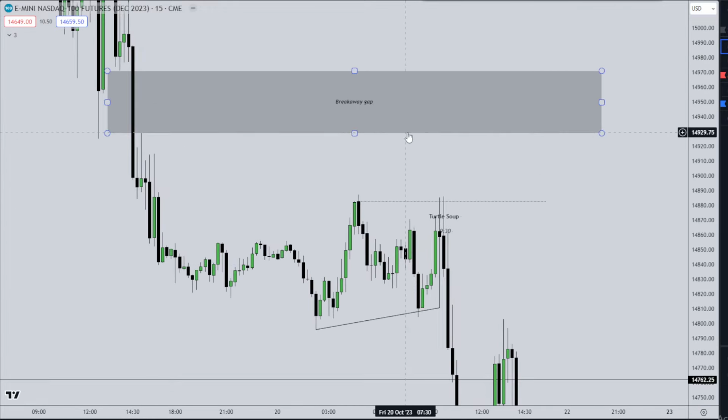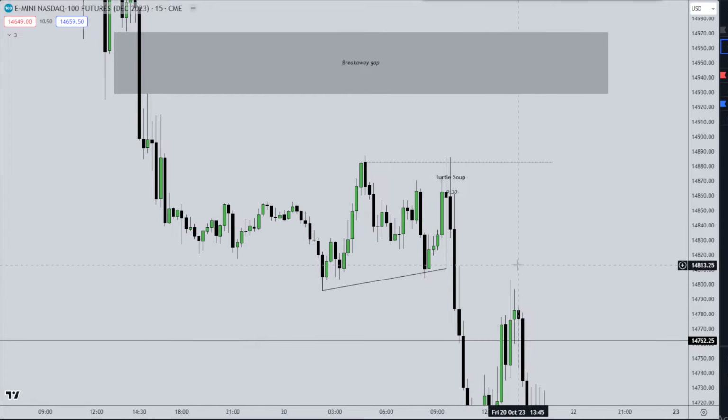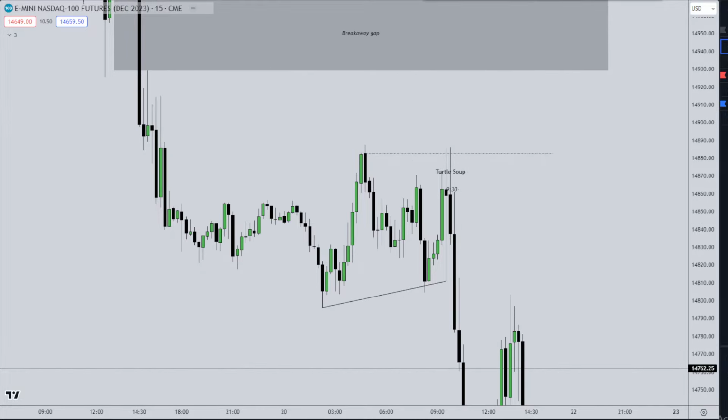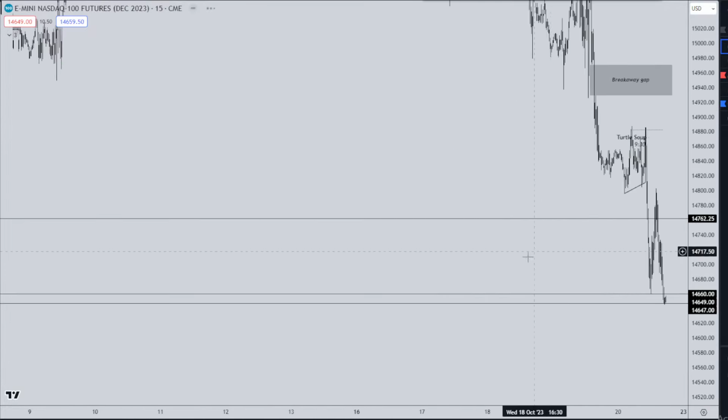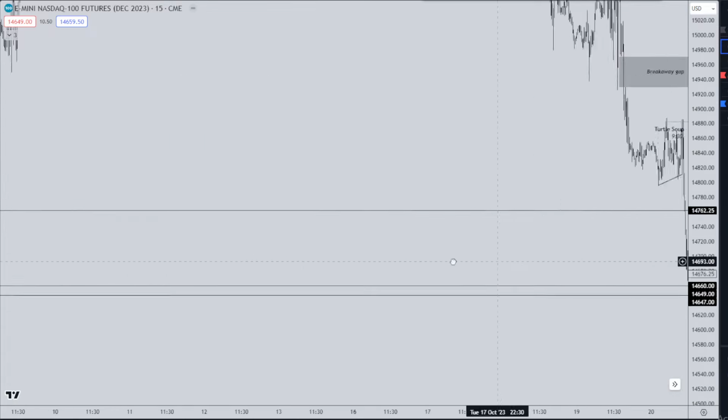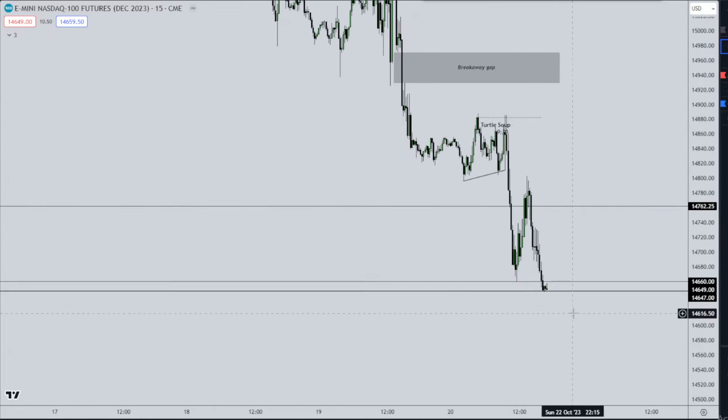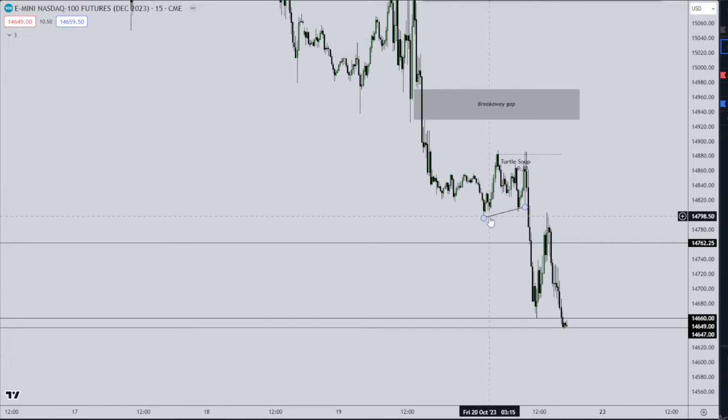So we have this breakaway gap here and no real other PDAs here except for this rejection block, but it's not really the highest probability, right? Which we end up tapping into twice. Okay, so there's no reason for price to go up higher because we have this wick, old low liquidity, and this wick down here, right? And these low resistance lows.